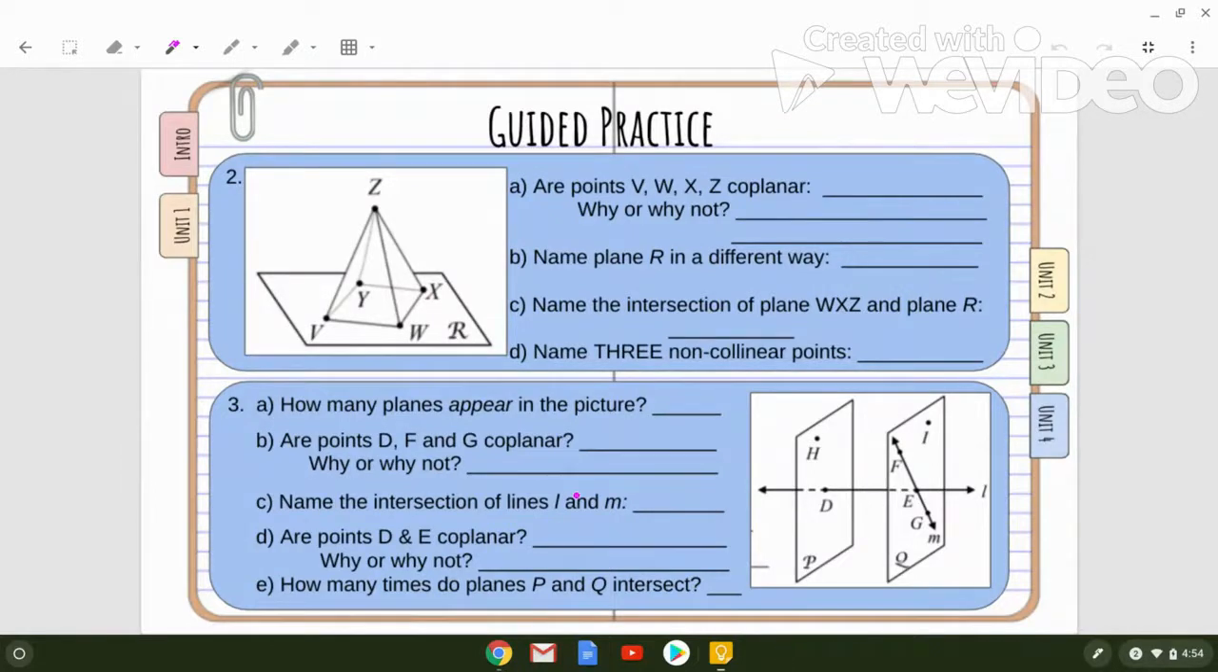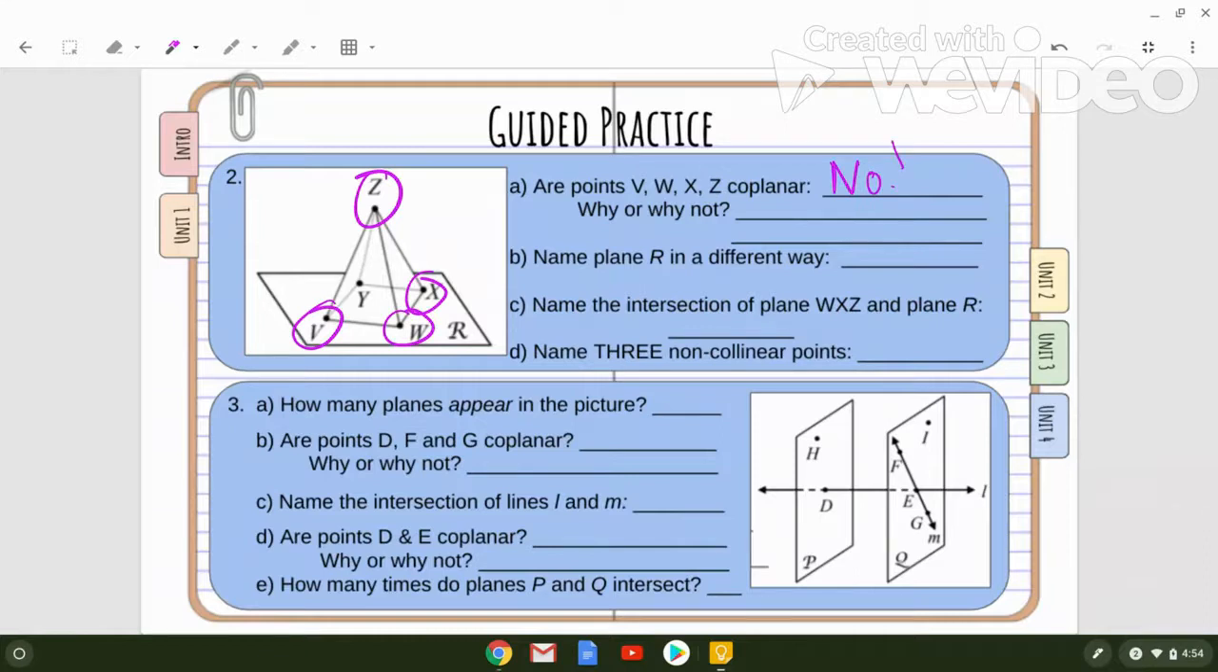So guided practice, are points V, W, X, and Z coplanar? Hopefully you can see that point Z is above the plane. V, W, and X, all three of those land on plane R, that flat surface, but point Z is above it. So are all four of those points coplanar? The answer is no.